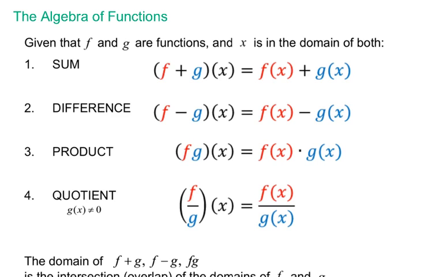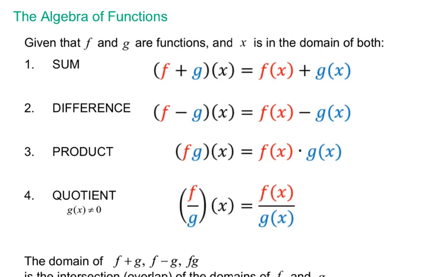Let's take a minute to talk about the algebra of functions. The algebra of functions just says that we can take sums, differences, products, and quotients and apply those algebraic properties, adding, subtracting, multiplying, and dividing, to two functions. So f plus g of x means f of x plus g of x. F minus g of x means f of x minus g of x, and f times g of x means f of x times g of x.